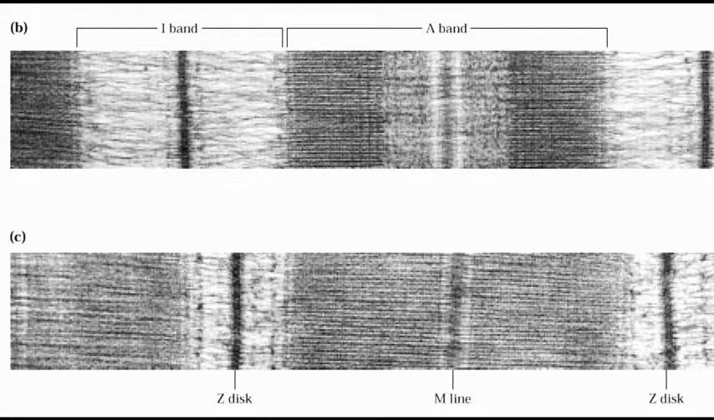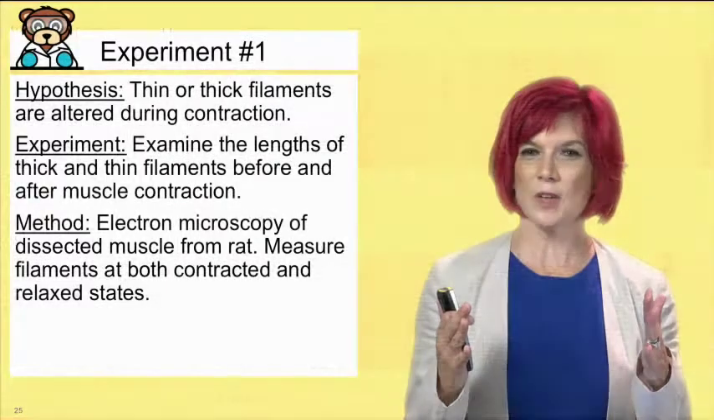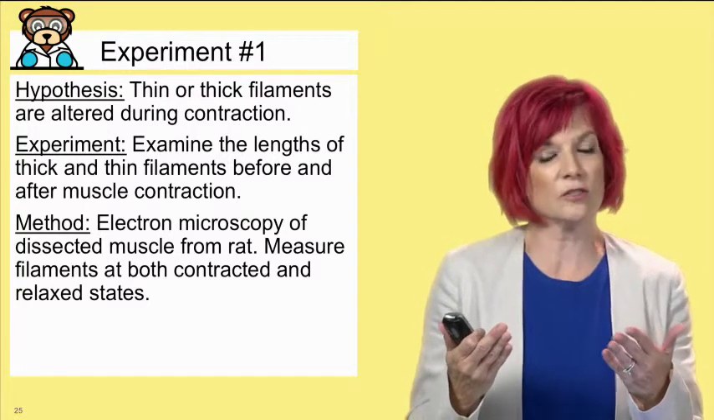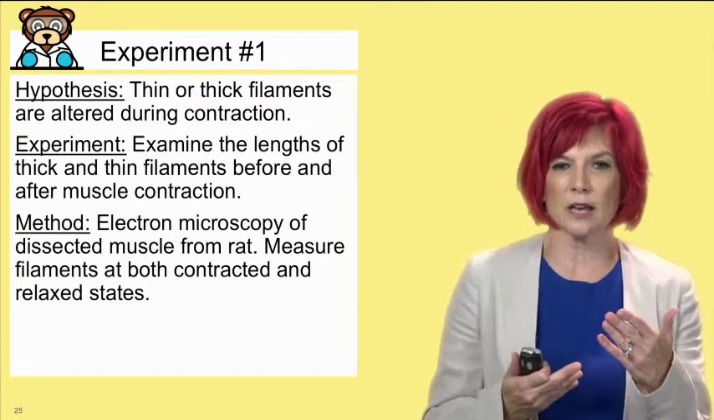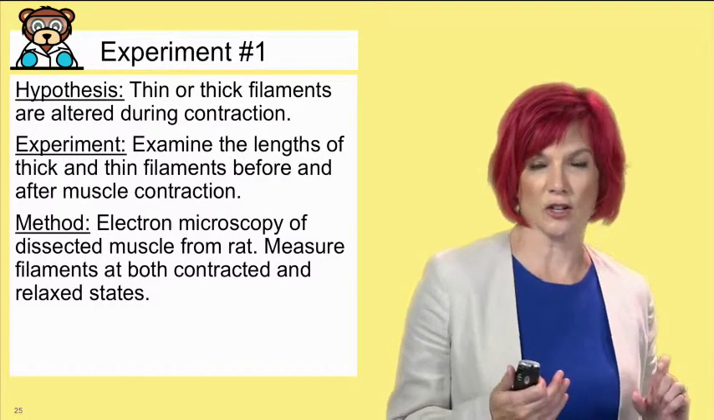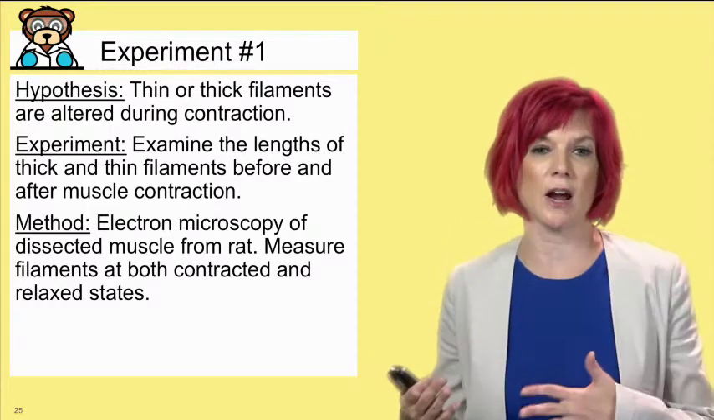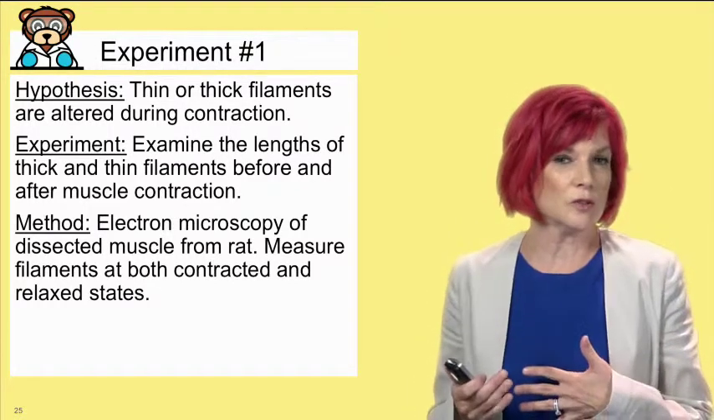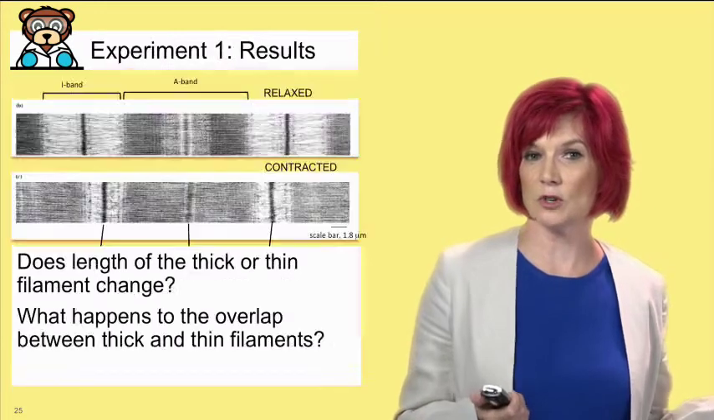So scientists at the time observed these thick and thin filaments, and they knew that skeletal muscle shortened as it contracted. And so that led to the hypothesis that the thick or thin filaments themselves were altered in length during contraction, which led to the shortening of skeletal muscle. So they wanted to test that hypothesis, and to do that, they conducted experiments where they examined the length of the thick and the thin filaments before and after contraction, so in a relaxed state and in a contracted state. And the tool that they used to do that was electron microscopy, which we've seen so far.